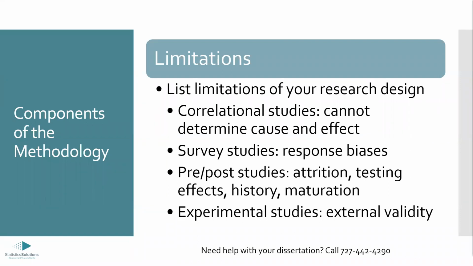So you'll want to talk about specific limitations that are associated with the research design and even the specific data analysis and collection procedures that you have chosen. So for instance, if you're doing a correlational study, one of the main limitations is that you cannot determine cause and effect from a correlational study. If you're doing any kind of survey research, you can talk about specific response biases such as social desirability bias that may affect the results of survey research.